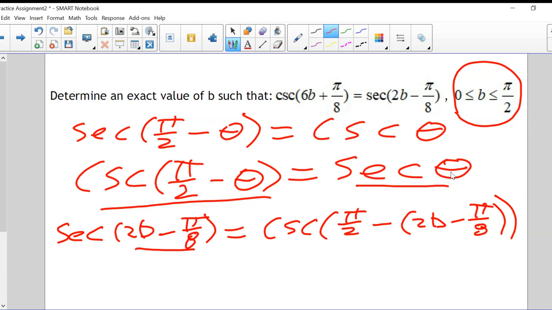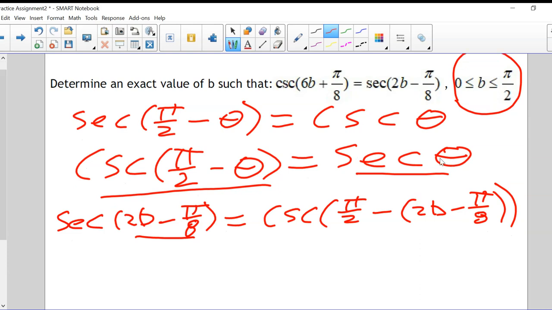It's a co-function of cosecant. Yes. Cosecant. Tangent and cotangent. Correct. That's exactly right. So as long as you're trying to solve an equation where you have two co-functions, you can use the co-function identities. Okay? So let's continue.